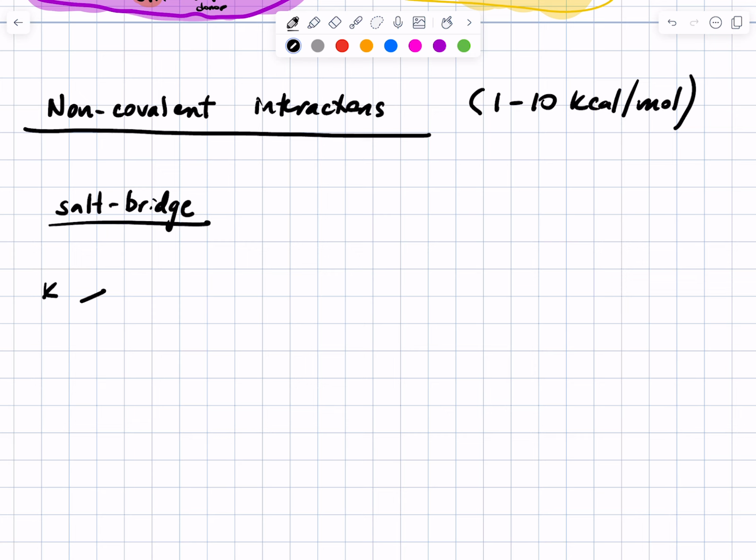Here's an example: a lysine side chain, alpha, beta, gamma, delta, epsilon, and then the ammonium group, a positively charged nitrogen. Nearby there might be a negatively charged glutamic acid, E, in its negatively charged carboxylate form, and the electron-poor ammonium is near the electron-rich carboxylate. You have a complementary charge interaction. Positive charge attracts negative charge. It's essentially a Coulomb's law thing. It'll be stronger if the two groups are closer to each other, right?